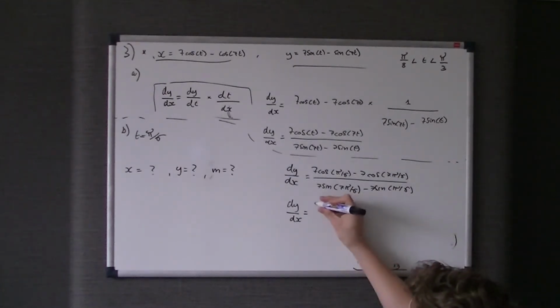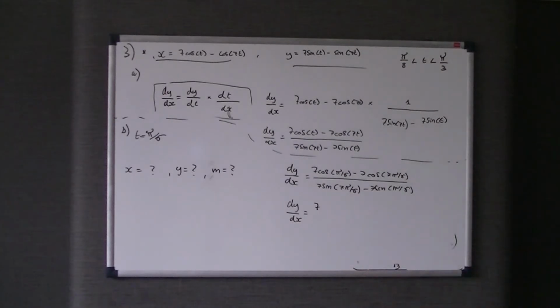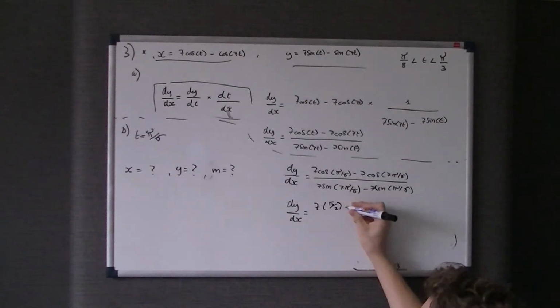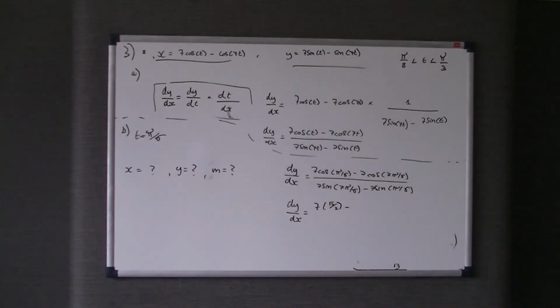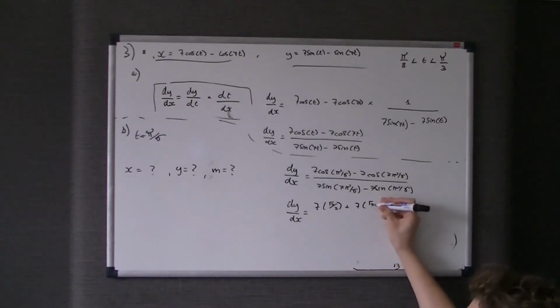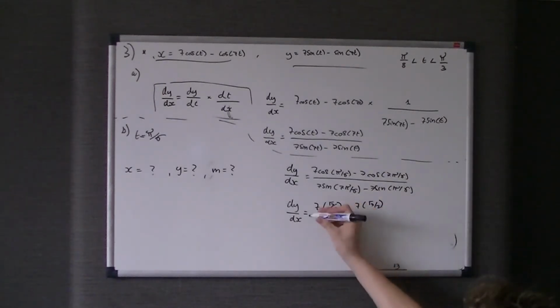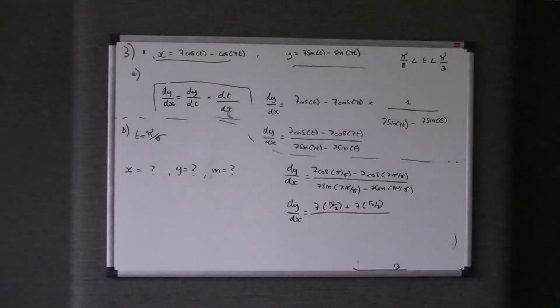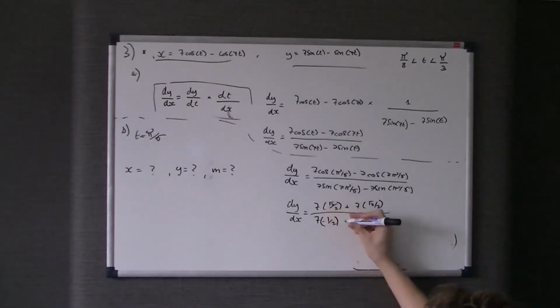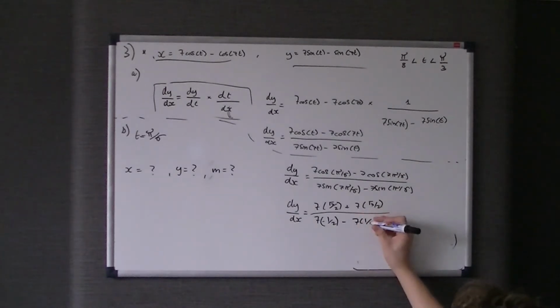So, as I said, cos of pi on 6 is root 3 on 2, so it's 7 times root 3 on 2. Take away, now cos of 7 pi on 6, we said was negative root 3 on 2, so obviously this is going to be a double negative, so you just add 7 root 3 on 2. Sine of 7 pi on 6 is negative a half, so it's 7 times negative a half. Take away 7 times a half.